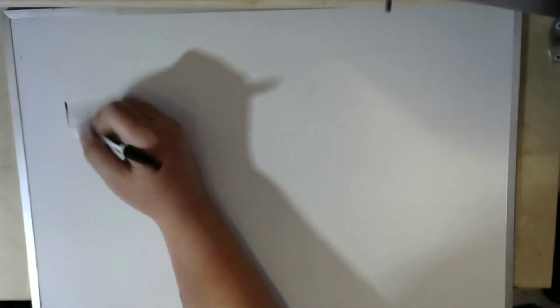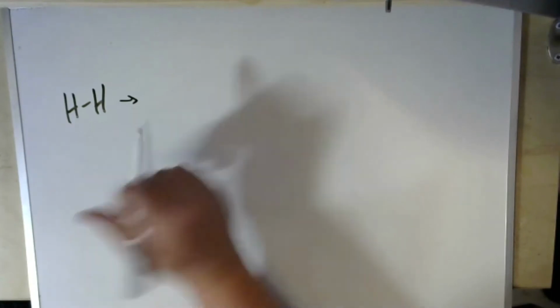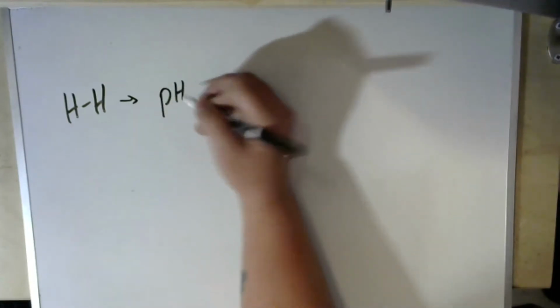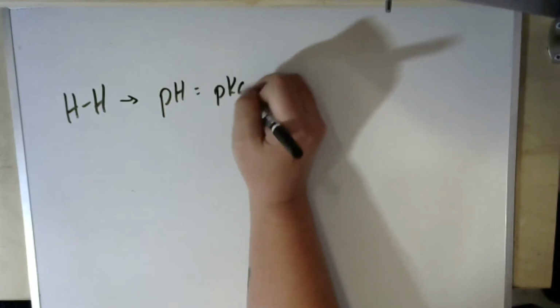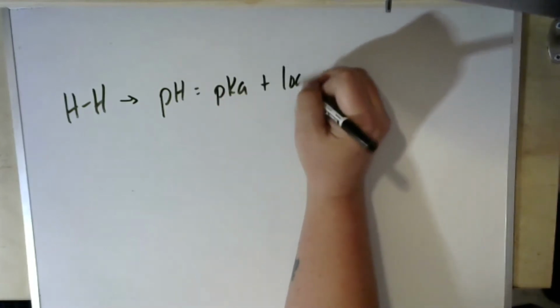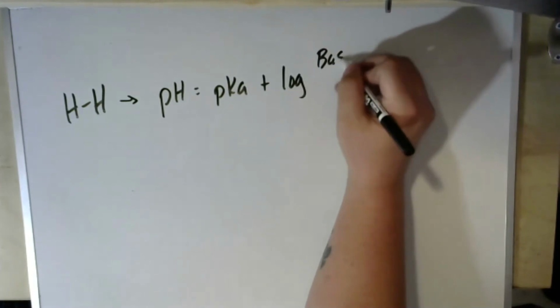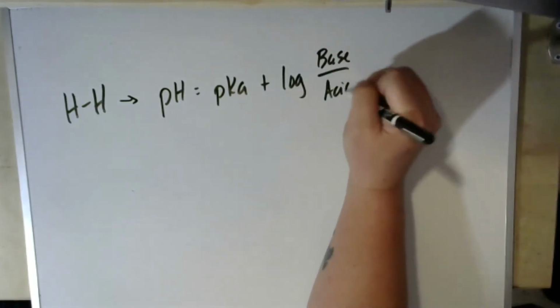But what you can do to solve this is you can look at your Henderson-Hasselbalch equation to help guide you. Your Henderson-Hasselbalch equation says that the pH of a buffer solution is going to be equal to the pKa plus the log of your base concentration over your acid concentration.